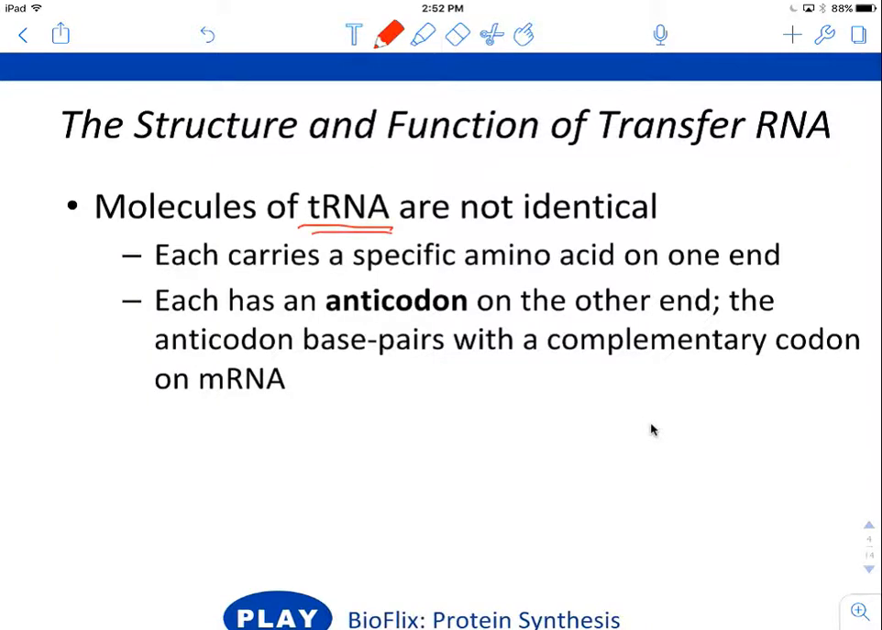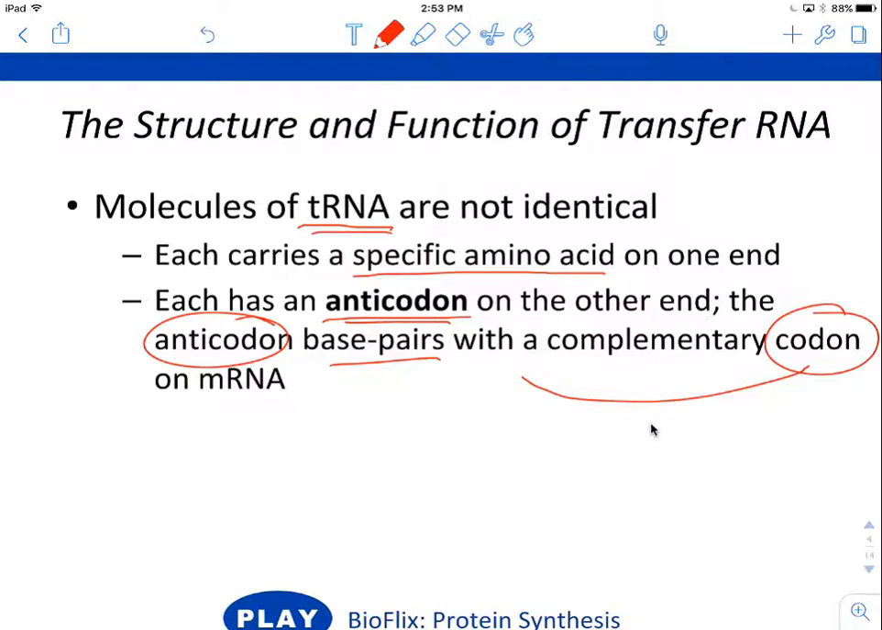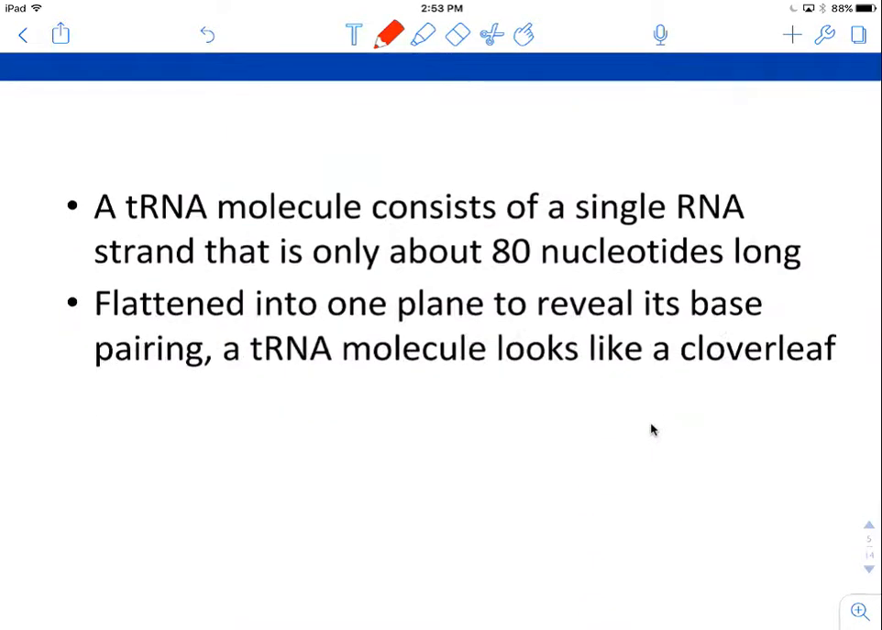tRNAs are all different. It's not like you have one kind of tRNA. You have many different kinds of tRNAs. Each tRNA carries a specific amino acid on one end, and the other end has an anticodon. And the anticodon is complementary and can base pair with the codons on the mRNA. So a little bit more about tRNAs, and then we'll show how the whole mRNA, tRNA matches up.